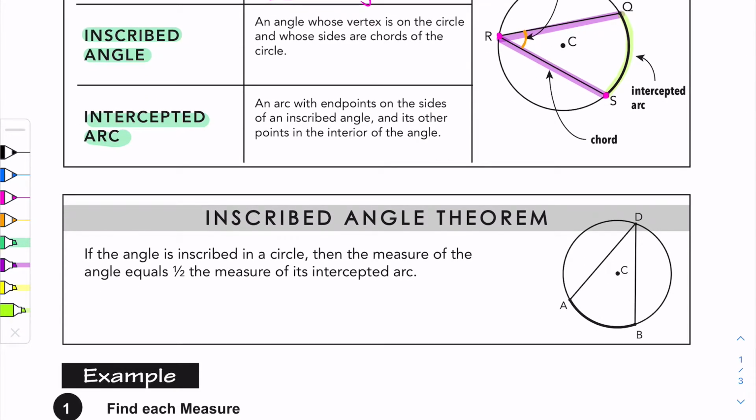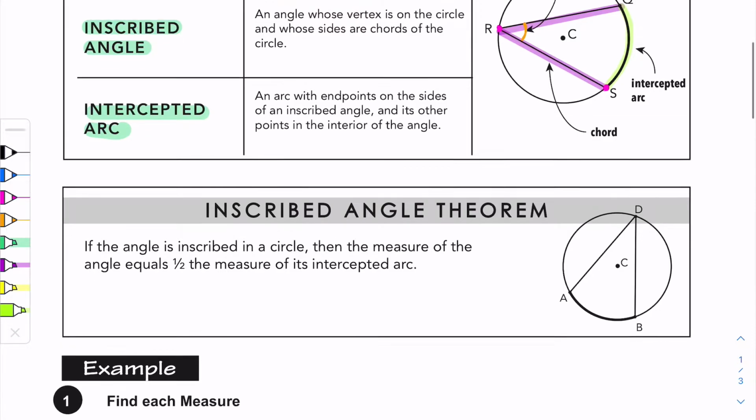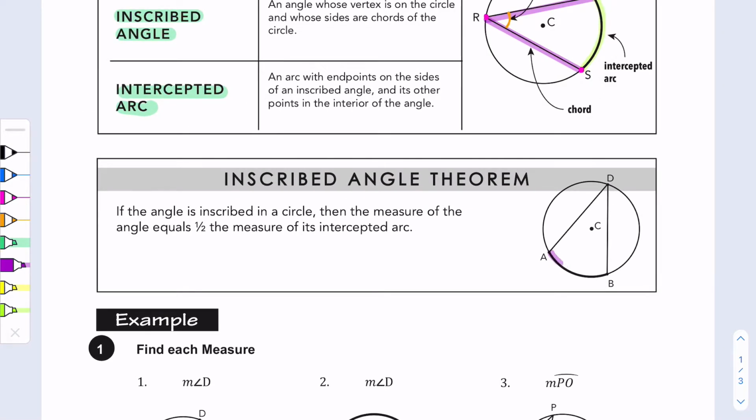First, let's look at the inscribed angle theorem. This says if the angle is inscribed in a circle, then the measure of the angle equals 1/2 the measure of its intercepted arc. So this right here is the intercepted arc. This here is your inscribed angle. The inscribed angle is half the measure of this arc.